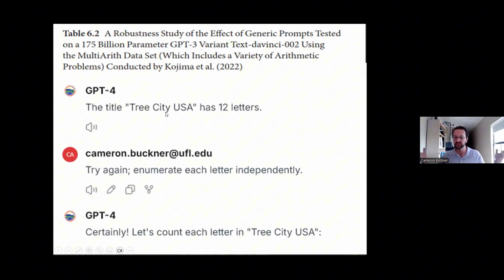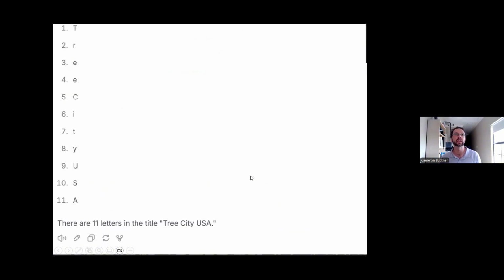Gainesville, where I live now, it's very foresty. It's sometimes called Tree City, USA. So I asked it to count the number of letters there, and it said 12 letters. That's wrong. So I could then say, please enumerate each letter independently and try again. So now it tries to build a bulleted list, right, where it numbers each letter and pairs each one with a letter. And then by counting to 11, purely by statistical next token generation, it can do a bulleted list really well.